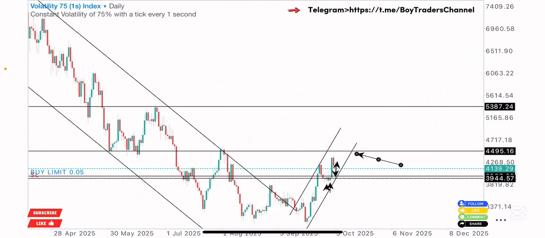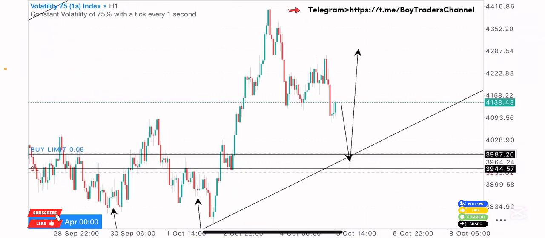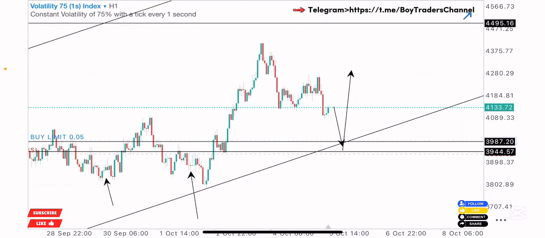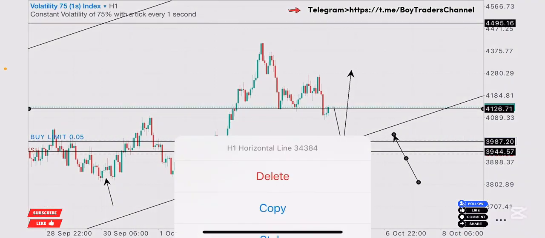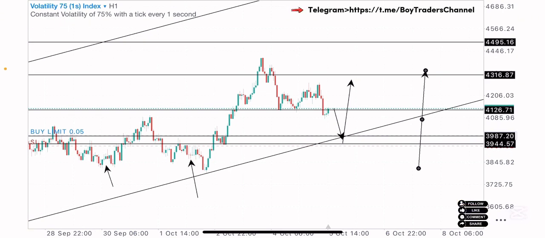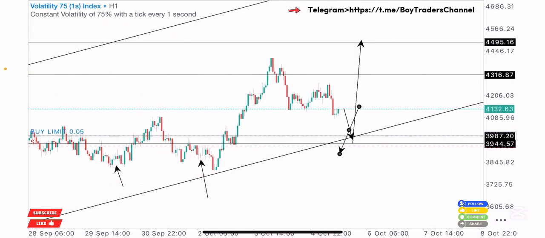If this level can get broken, the first target point is 4,495. Yeah, so the target point for a day trading opportunity is this level. First target point should be here. Second target point should be somewhere here, and the last TP, that's the third TP, should be on this zone, the first swing target point zone. This makes sense. Yeah, so let's see how this plays out and wait for the retracement to our expected buy zone.